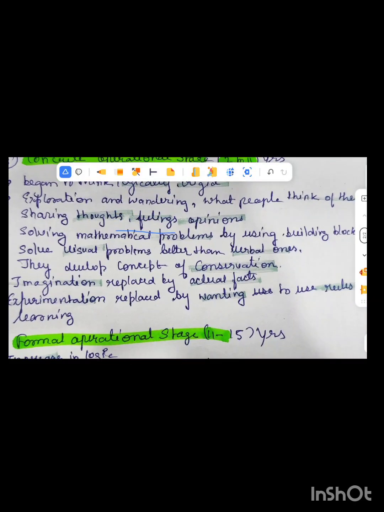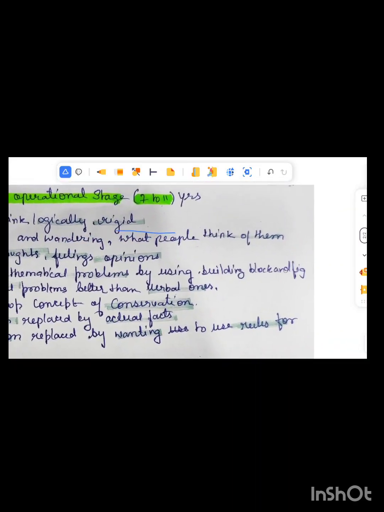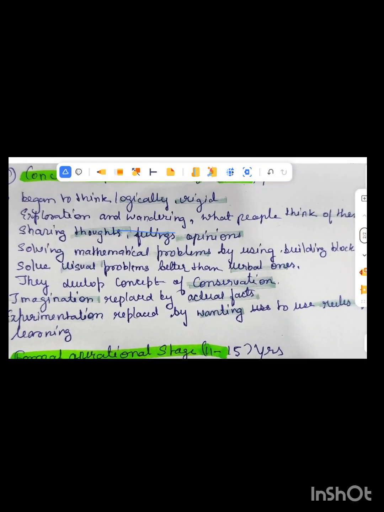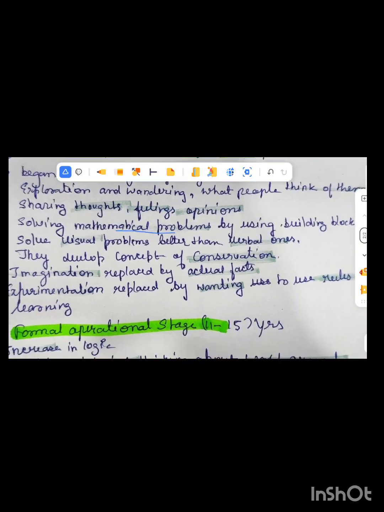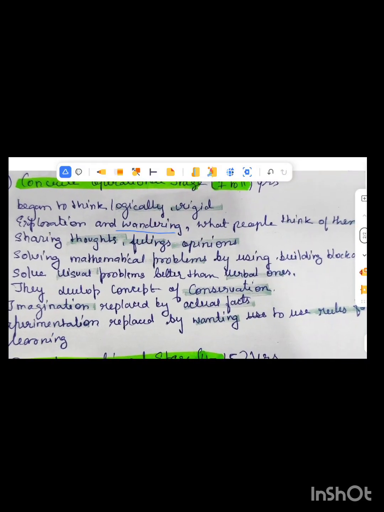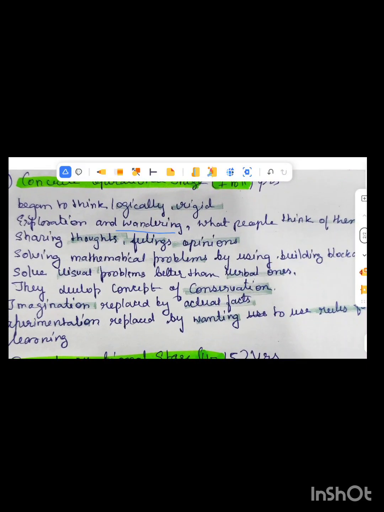Then the child starts solving mathematical problems by using building blocks and figures. The child will start solving visual problems better than verbal ones. Next, they develop the concept of conservation. It means that in the first stage, the child has object permanence issues, but here the child is mature enough to understand the concept of conservation, that the object still exists even if it is not in the sight of the child.